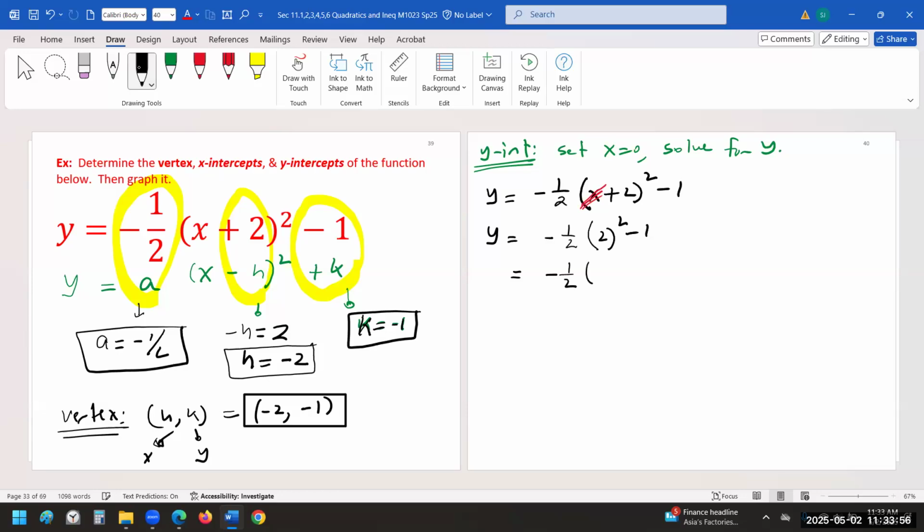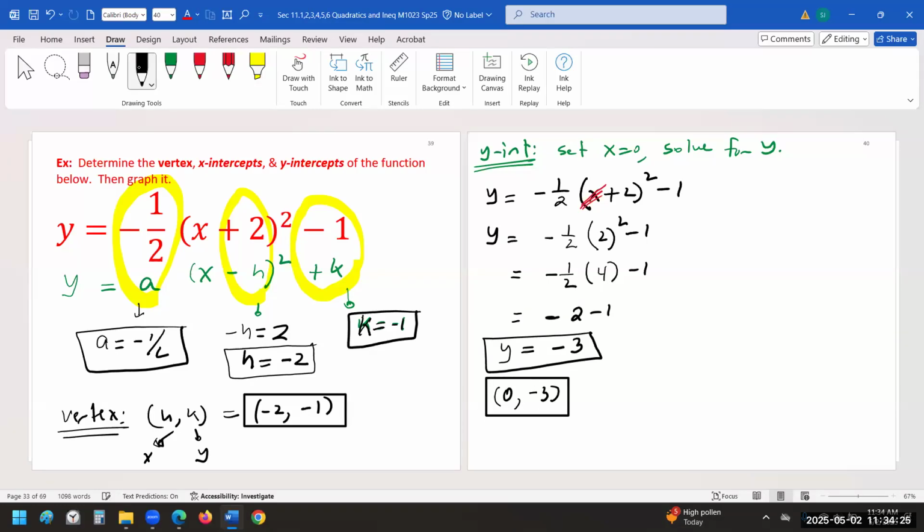2 squared, how much is 2 squared? 4, minus 1. So we have half of 4. What is half of 4? 2. Negative 2 minus 1 gives us negative 3. So this is the y-intercept. In point format, it's (0, -3). So see, previously we found the y-intercept in one line, but now we have to solve it and then get the y-intercept.